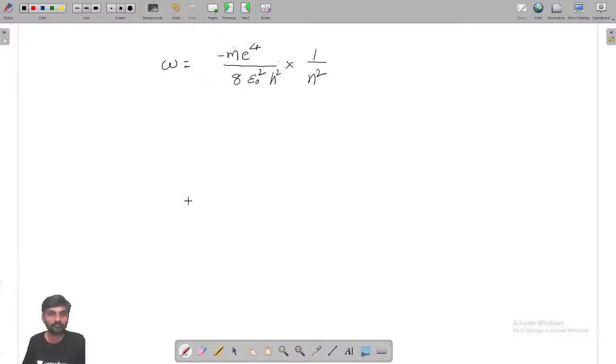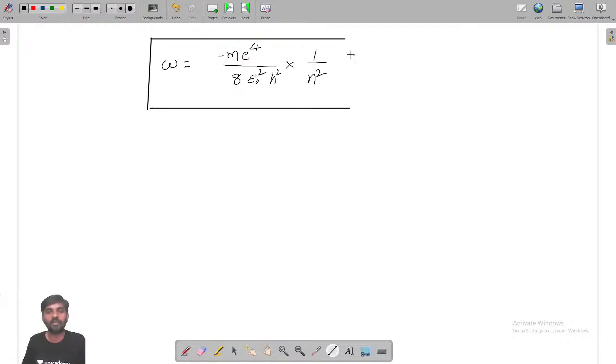This is also a very important formula. Don't worry, we will summarize all the formulas once again. You need not worry.